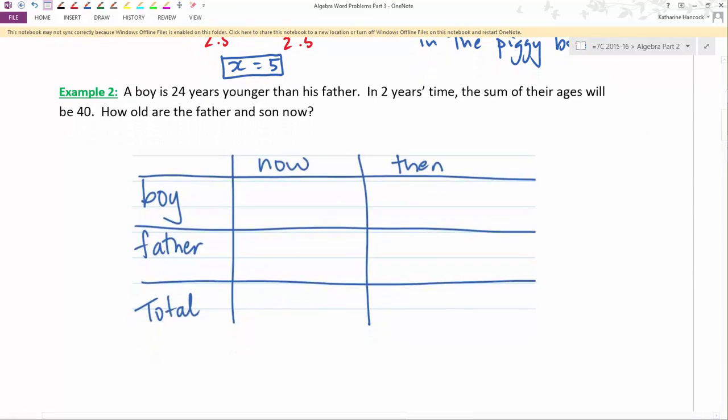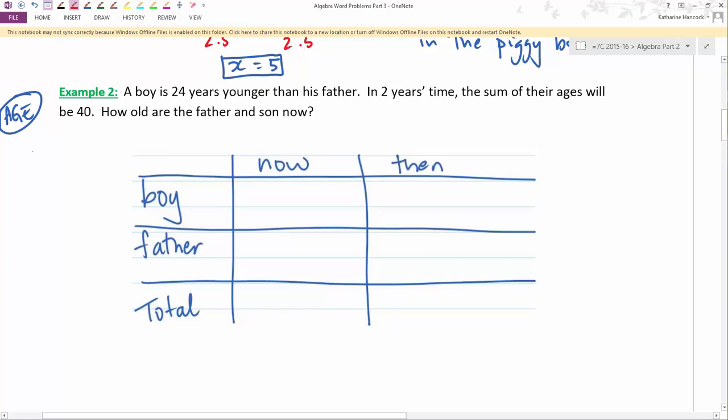The second example, example 2: a boy is 24 years younger than his father. So this is an age question. Right away we can tell it has to do with age. A boy is 24 years younger than his father. In 2 years' time, the sum of their ages will be 40. How old are the father and son now?